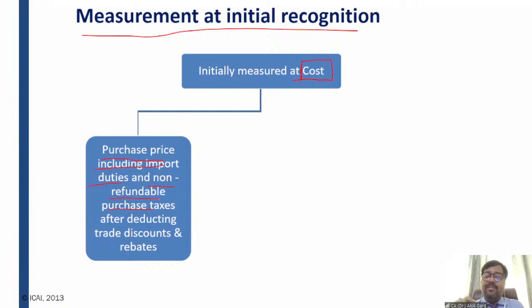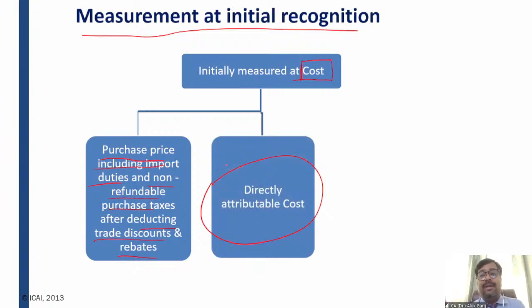But if I paid the GST for purchasing of some capital goods and I'll not get the credit, in that case it becomes a cost of the asset, right? So that is why it has been written as non-refundable purchase taxes. After deducting trade discount and rebates, if the company is getting some trade discount and rebates, this has to be deducted, right? Directly attributable cost. What is meant by directly attributable cost? Directly attributable means cost which is incurred for bringing the asset into the location and condition necessary for operating it as intended by the management.